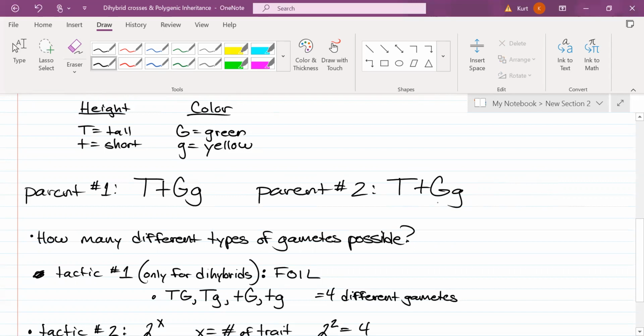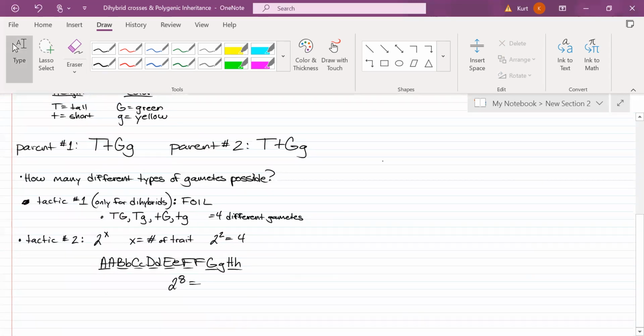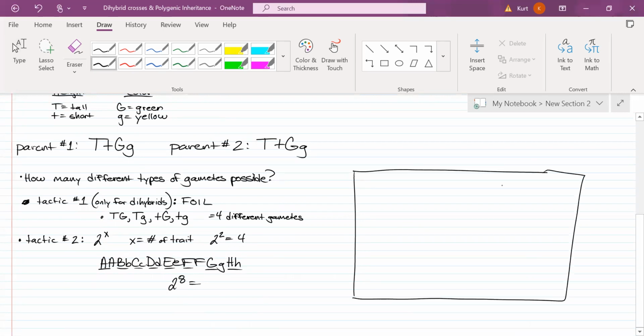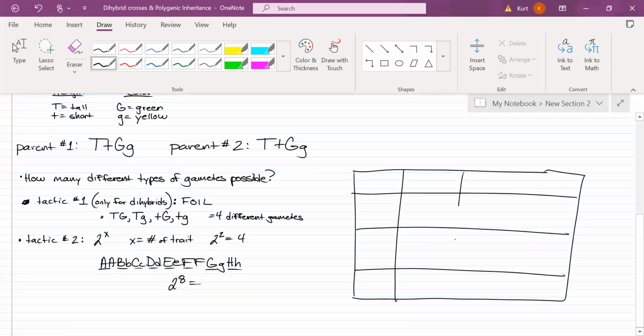And so what I need you to do is I need you to make a dihybrid Punnett square. This is going to be 4 by 4. And you are going to put the different types of sperm on one side and the different types of eggs on the other.